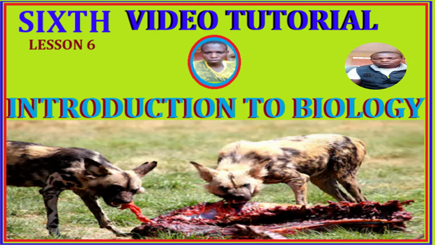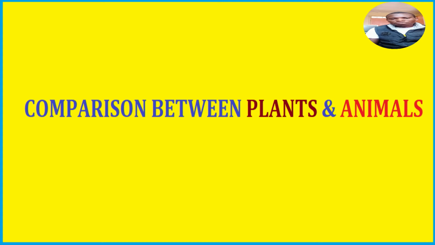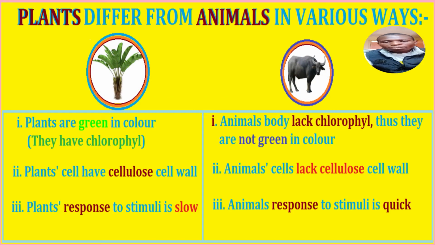And in this video tutorial we are going to base our concepts into the comparison between plants and animals. It's very important guys to note that plants differ from animals in very many different ways, and the comparisons are as follows. Number one, plants are green in color, for they have chlorophyll, the green coloring matter, whereas animals' body lack chlorophyll, thus they are not green in color.